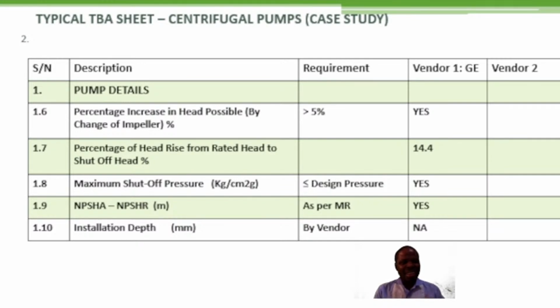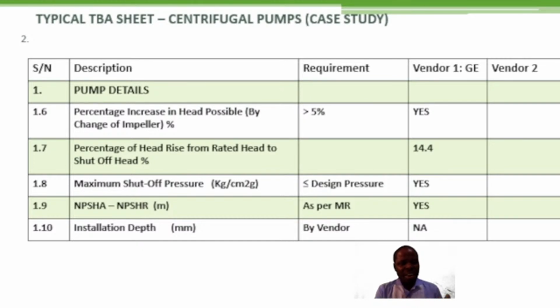Now you also look at percentage of head rise from rated head to shut-off head. You look at maximum shut-off pressure. You see, centrifugal pumps shall have stable head or flow rate curves for all applications. So if parallel operation is specified for your process requirement, the head rise from rated point to shut-off shall be at least 10%. So is the vendor meeting that condition? If it's not meeting that condition, you have to state it on your technical bid analysis sheet, because this would be some of the conditions that will determine the technical acceptability of its bid.